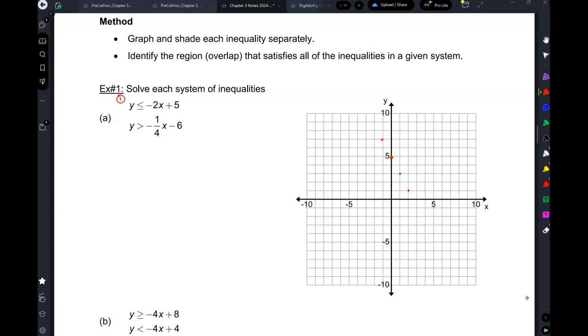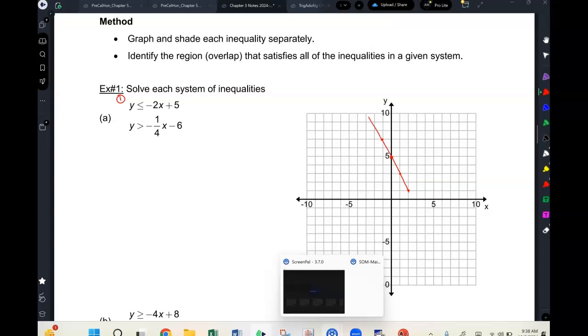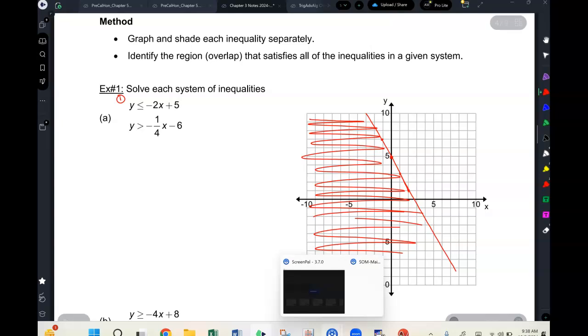Okay. And is this going to be a solid or a dashed line? Solid, because it's less than or equal to. And that's how it looks. Now, because it's less than, I get to shade below right here.